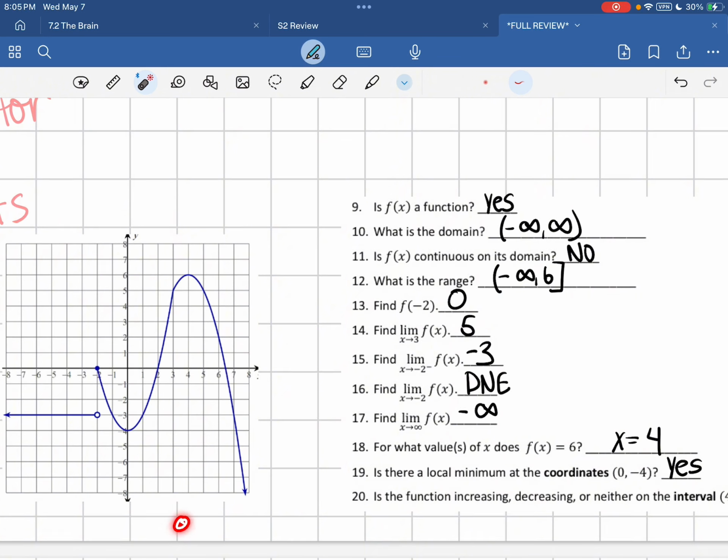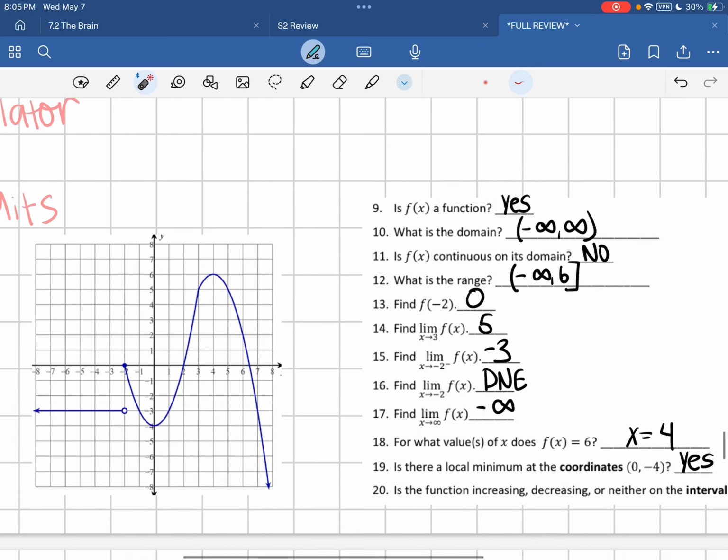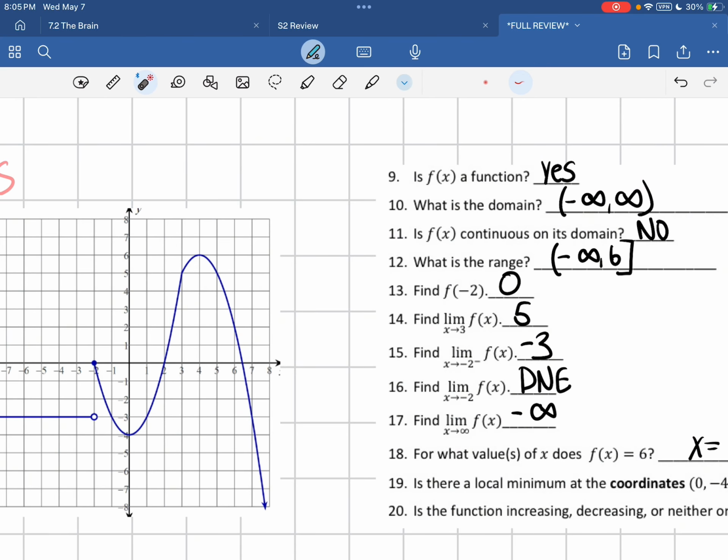The range is from negative infinity all the way up to 6 with a bracket because it touches. And then to find f of negative 2, you just find when your x value is negative 2 and the y is your answer. So right here, y equals 0, your answer is 0.